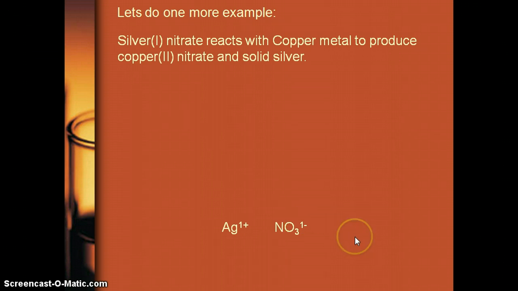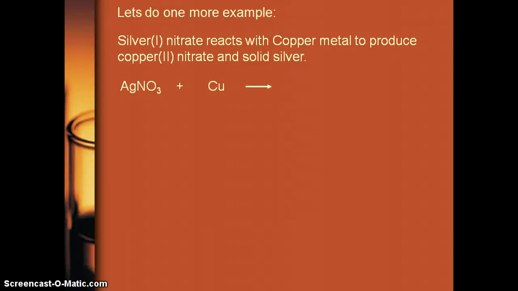So how many of each of these would we need? Well, 1 silver would bond with 1 nitrate so that we could form silver nitrate. AgNO3 is our silver nitrate. Of course, it reacts with copper metal. So metals are, with the one exception of mercury, going to be found in the solid state.